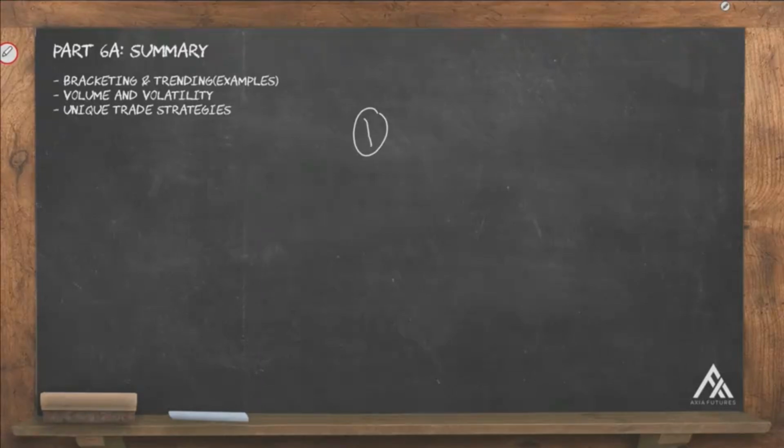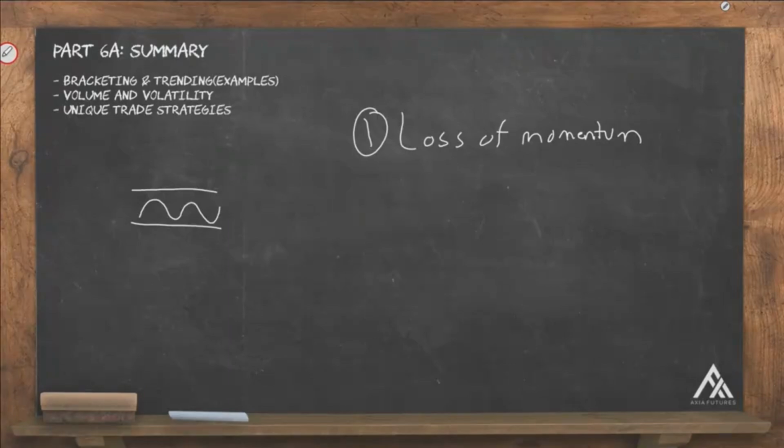The first one we spoke about was a loss of momentum. What we spoke about here was where the market effectively just runs out of steam. So a graphic depiction: the market's moving sideways, we then start to break out, we distribute higher, and the market just runs out of momentum and starts to turn back over before then bracketing again. So effectively that was the first type of example we spoke about.